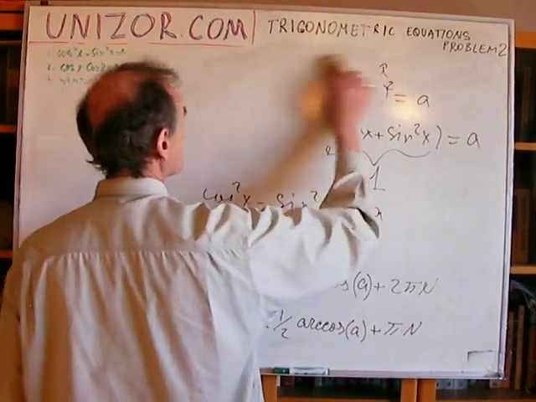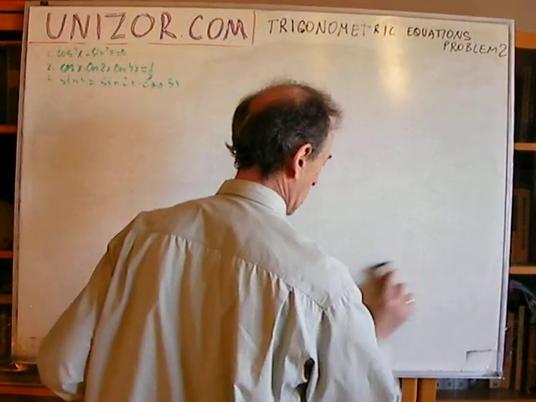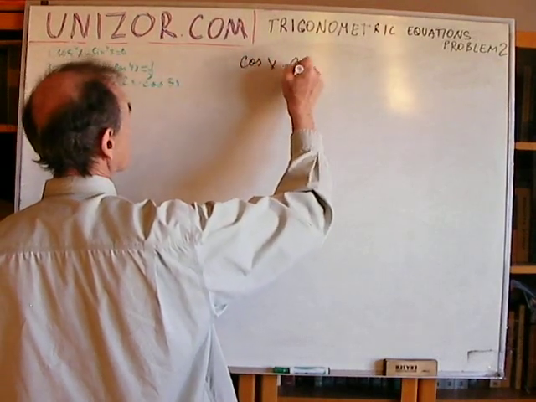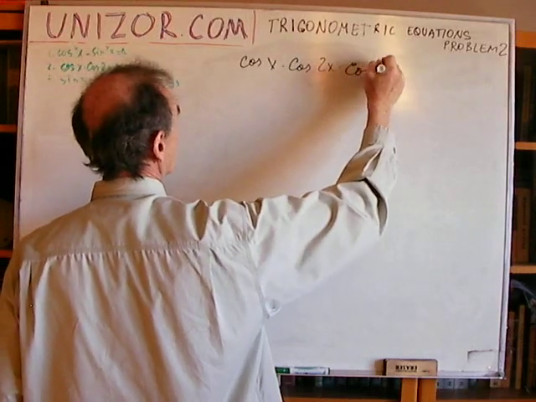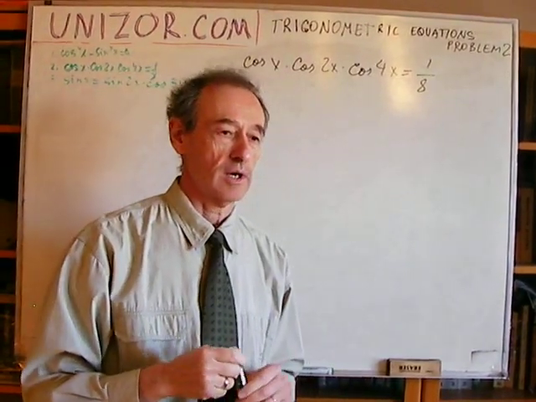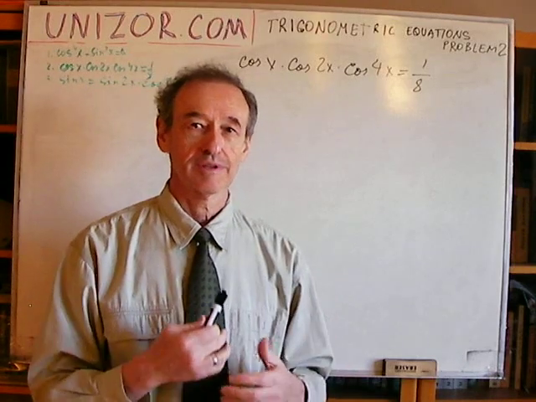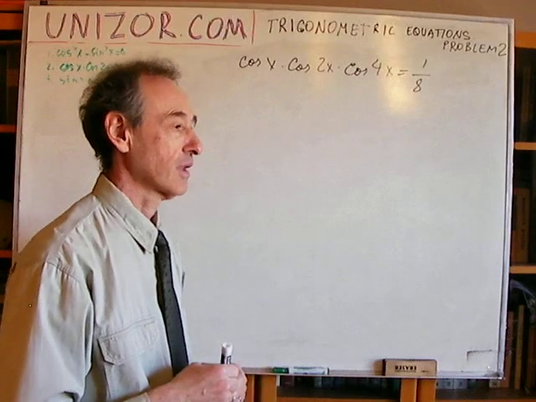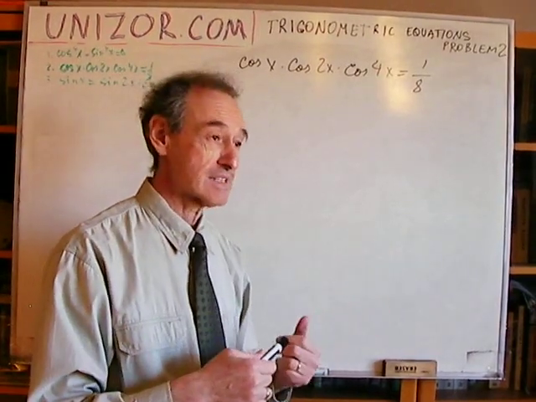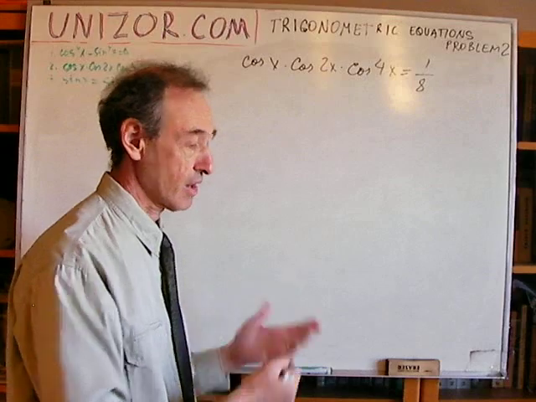All right, next problem. So this is easy. Next would be slightly more complex. Cosine x times cosine 2x times cosine 4x equals 1/8. Well, this is something which definitely requires certain ingenuity, certain artificial technique, certain trick, if you wish. And if this particular technique comes to your mind, great, it's simple. If it doesn't, then it's probably very difficult to solve otherwise. So let me just share this particular trick with you.